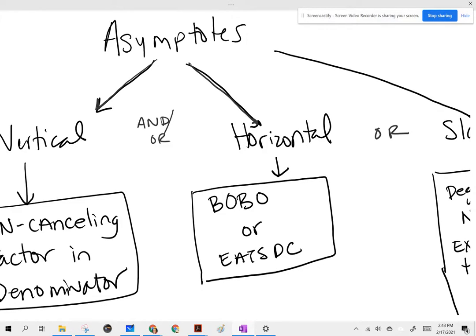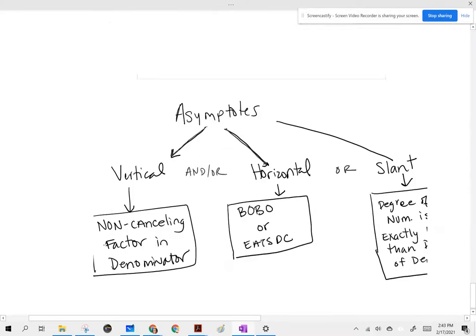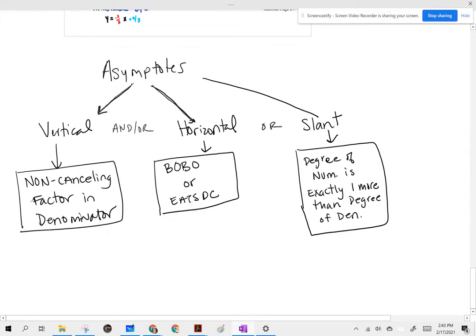So I'm going to put this: and or. But you cannot have horizontal and slant. It's or. These are or. You can only have one or the other.